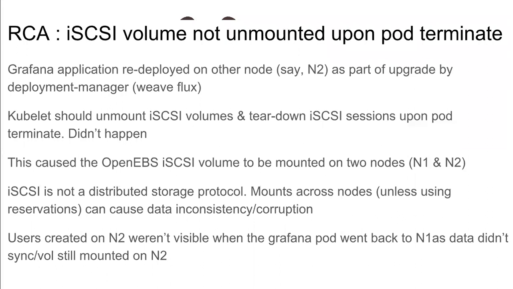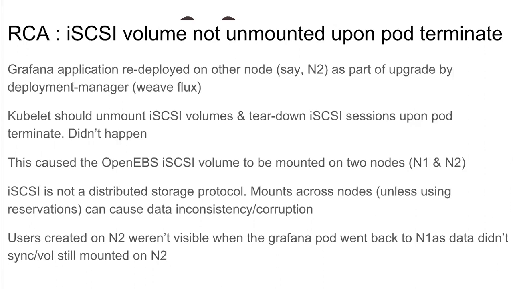So the Grafana application was getting redeployed, and the pod was getting rescheduled on a different node as part of an upgrade. This upgrade was carried out automatically by using a deployment manager, in this case Weave Flux. And each time the pod terminate happened on a node, the OpenEBS Jiva iSCSI volume was not getting unmounted and the sessions were not being turned down. This is generally expected to happen with the iSCSI provisioner when using iSCSI for the PV.